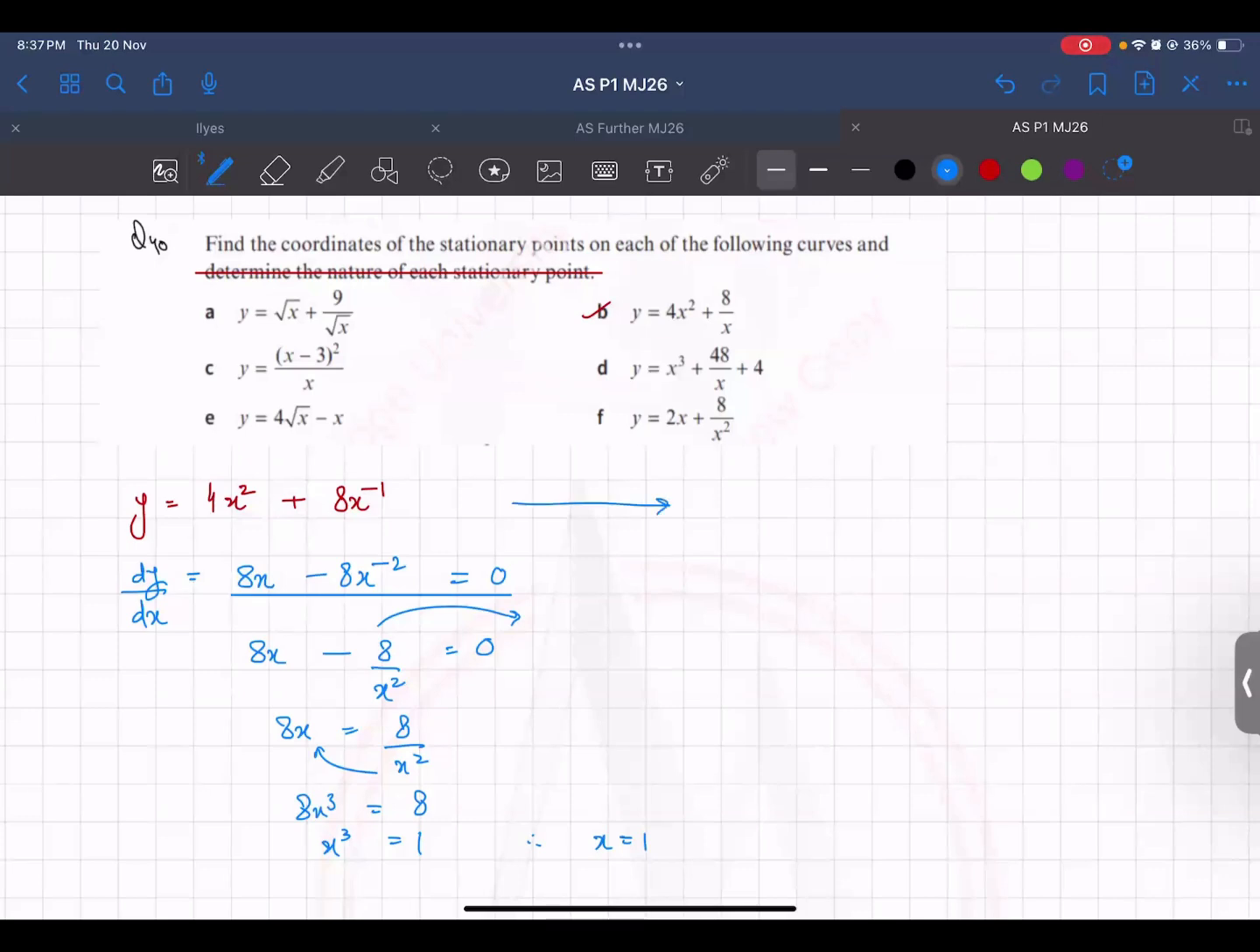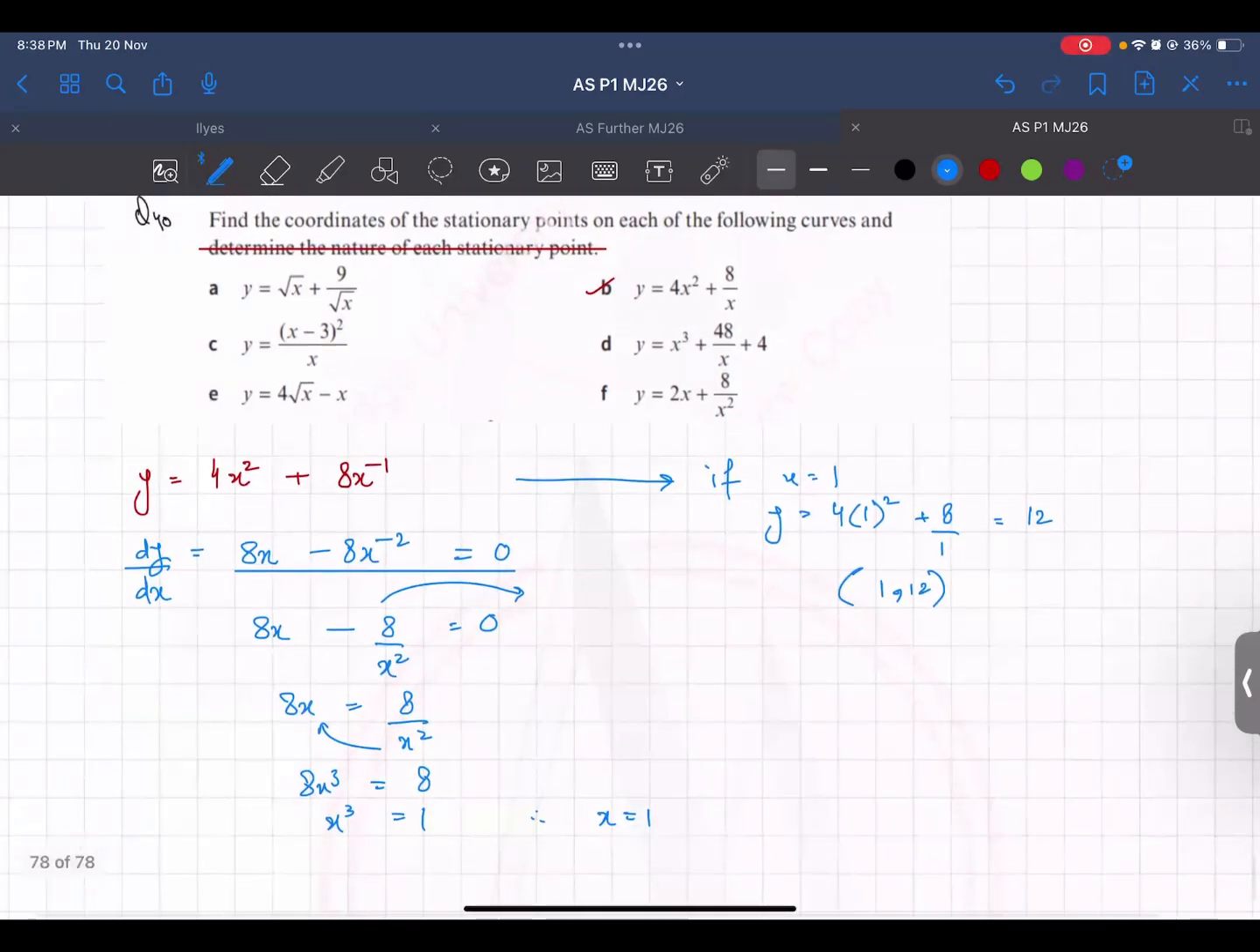And now if your x is 1, your y comes out as 4 times 1 square plus 8 upon 1, which will be 12. So the turning point is 1 comma 12. Now still we don't know if this is a minimum or maximum. We just know that this is the turning point. It can be minimum, it can be maximum, any of them. I'm not going to go there right now. By the end of the class, I'll tell you how. And there's also a very simple thing. So to find a turning point, differentiate it, equate it to 0, and solve. That's it. Not very difficult, I think.